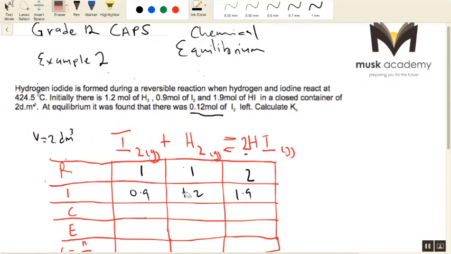So in this example, they say hydrogen iodide is formed during a reversible reaction when hydrogen and iodine react at 424.5 degrees Celsius. Initially, there is 1.2 mole of hydrogen, 0.9 mole of iodine, and 1.9 mole of hydrogen iodide in a closed container of 2 cubic decimeters. At equilibrium, it was found that there was 0.12 mole of iodine left. Calculate Kc.